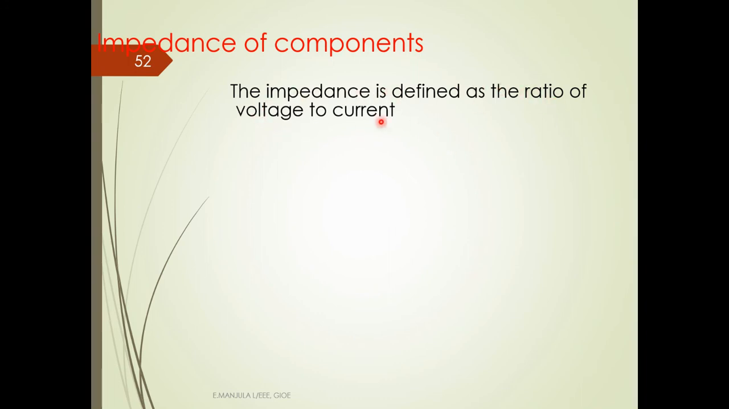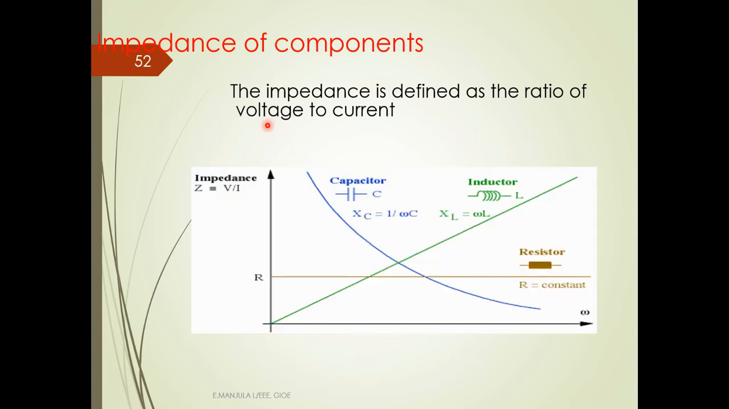So the impedance is defined as a ratio of voltage to current. So impedance is V by I. This is an omega L, and this is a resistive part, this is an inductor part, and this is a capacitor part. For the capacitor, XC is equal to 1 by omega C, XL is equal to omega L, and R is equal to a constant, which does not depend upon omega.